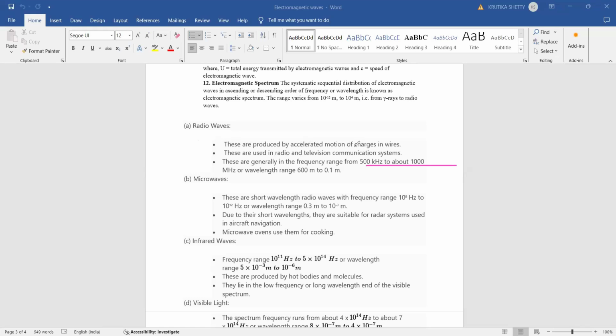These are produced by accelerated motion of the charges in the wires. So how can we produce radio waves? They are produced by accelerated motion of charges in wires. Okay, so telecommunication, television, radio, wherever there is a communication system, they are all used based on the radio waves. Okay, so these are regarding all the 7 spectrums.